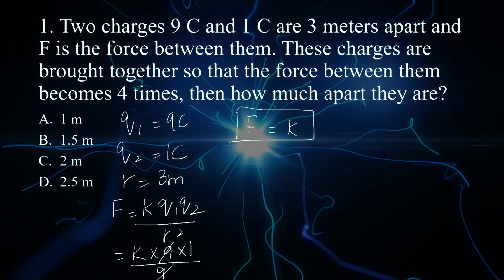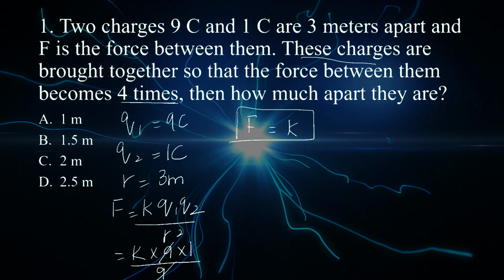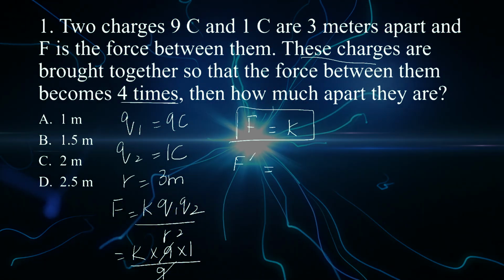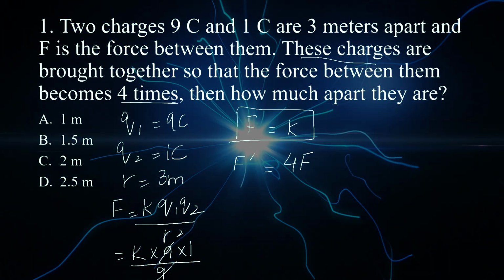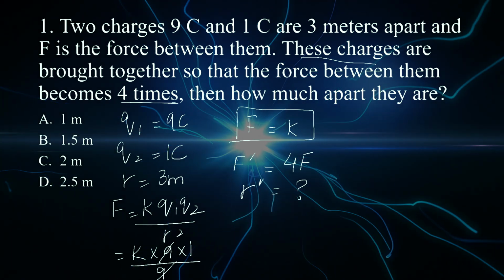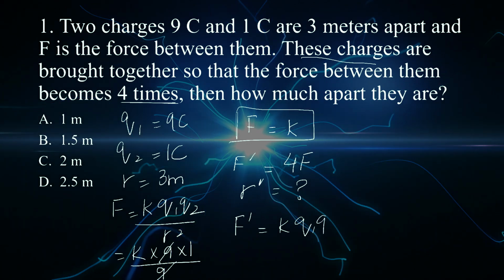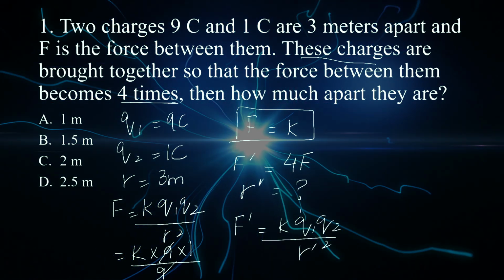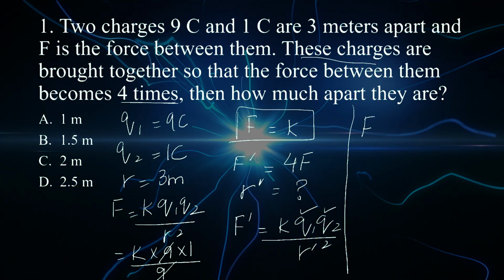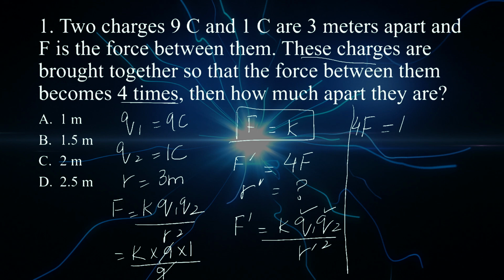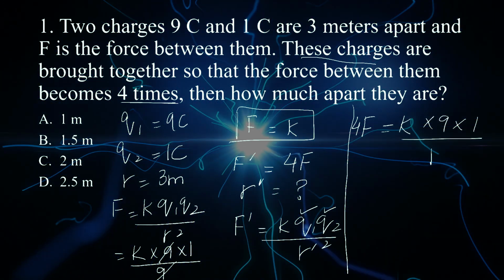Okay, so the other part is these charges are brought together, so the force between them becomes 4 times. Now the new force is 4 times the previous one, and you have to find how far apart they are, the new distance. So according to Coulomb's law, F prime equals K Q1 Q2 over R prime squared. The magnitudes of the charges are still the same, okay? So F prime is 4 times F, Q1 is 9, Q2 is 1, and we have to find the new distance.